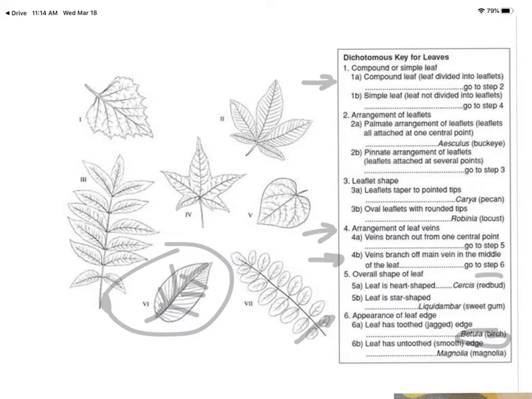Now, being a big nerd that I am, there is an app that you could download to your phone called Leaf Snap, where you could take pictures of leaves anywhere, like go out in your yard and take pictures of them, and it'll identify the tree. So if you wanted to know what the tree was in your front yard, you can go take a picture of the leaf and it'll tell you.